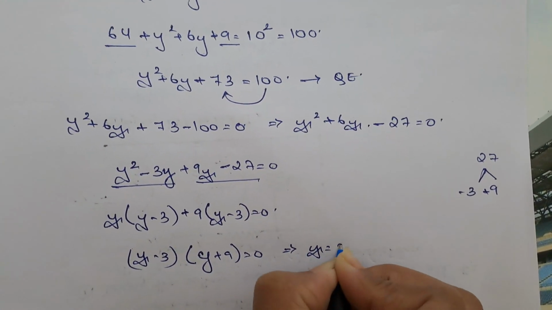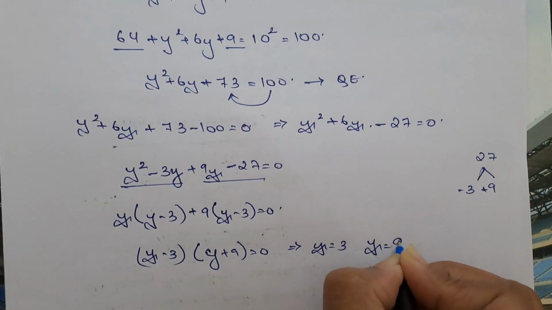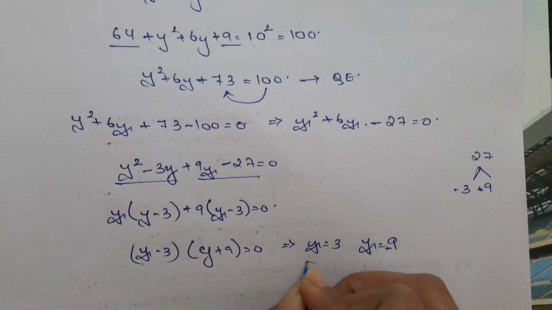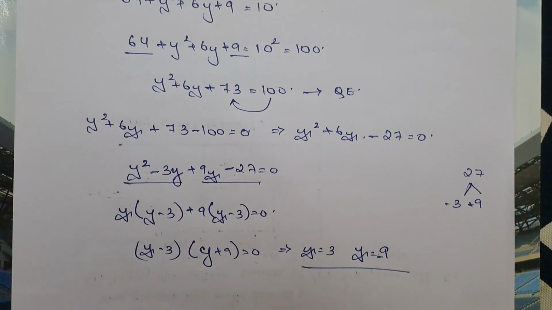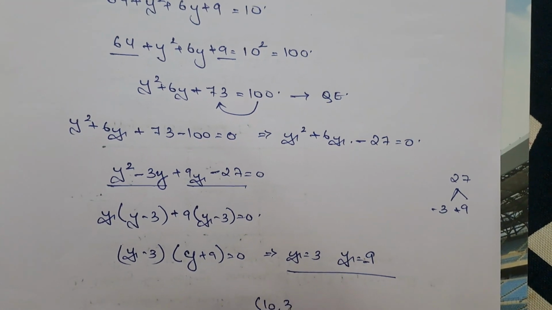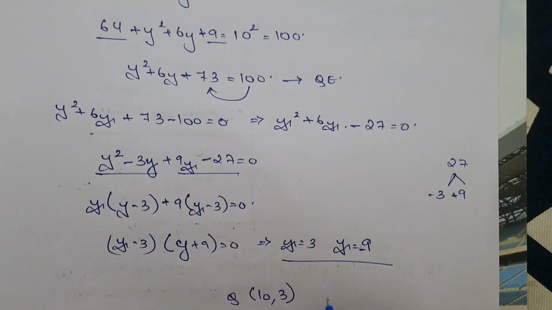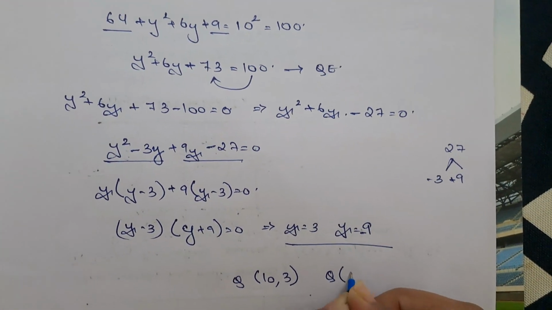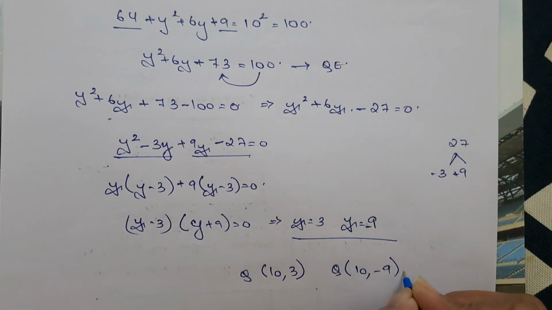Eventually y is equal to 3 and y is equal to minus 9 is what I get. So there are 2 points that you can get. It can be either (10, 3) as one point of Q, and the other point can be (10, -9) as well.